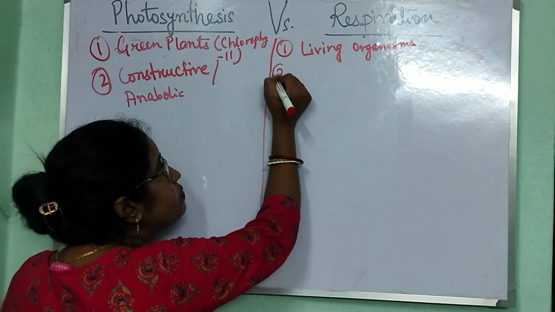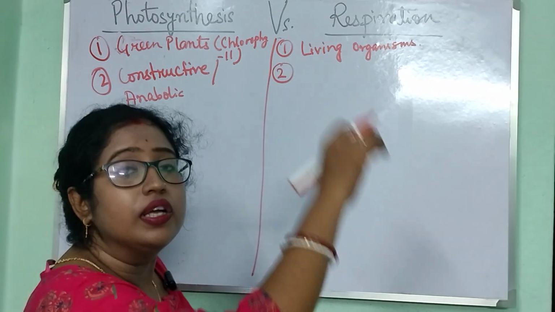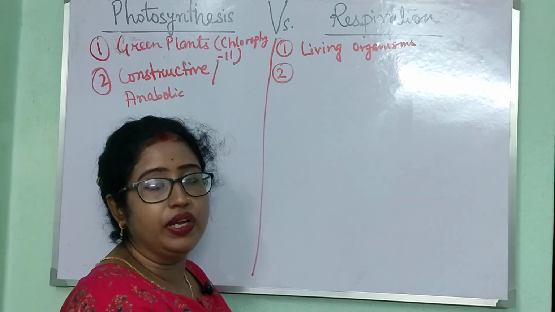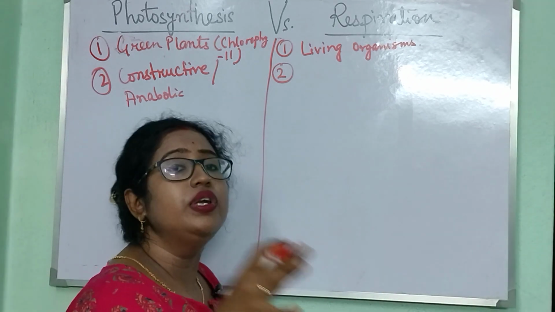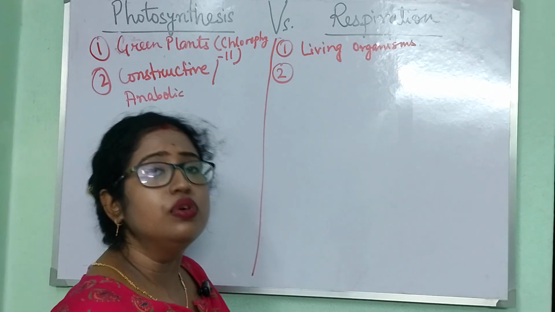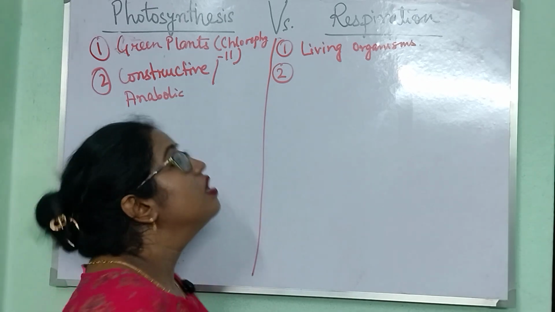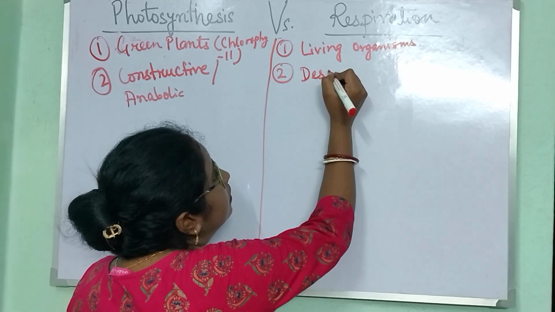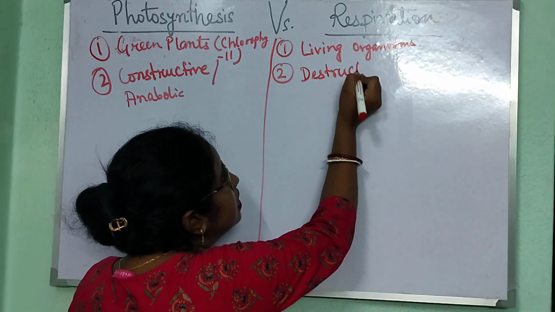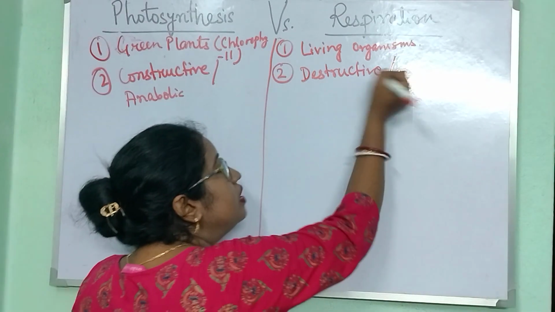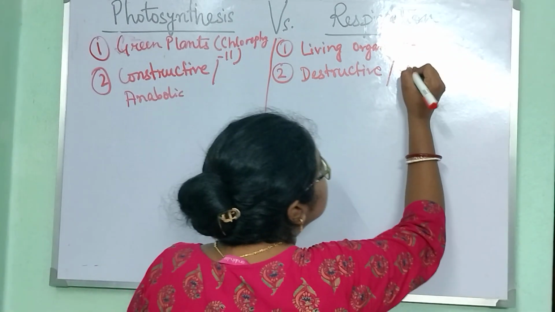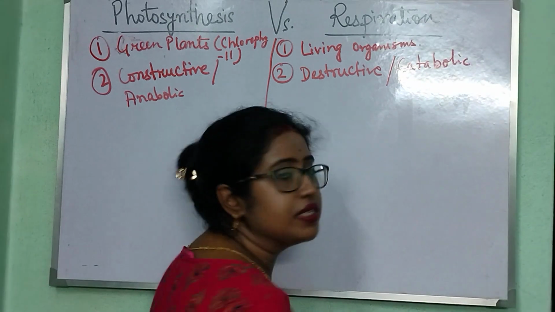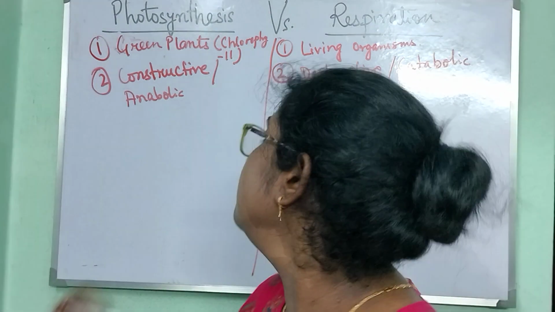But in respiration, the food breaks down into simpler components and the energy stored in food is released to fulfill our body needs. That is why respiration is known as a destructive process. The destructive process is also known as a catabolic process.